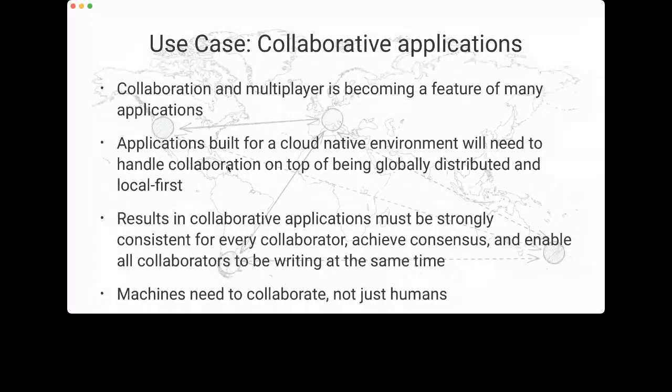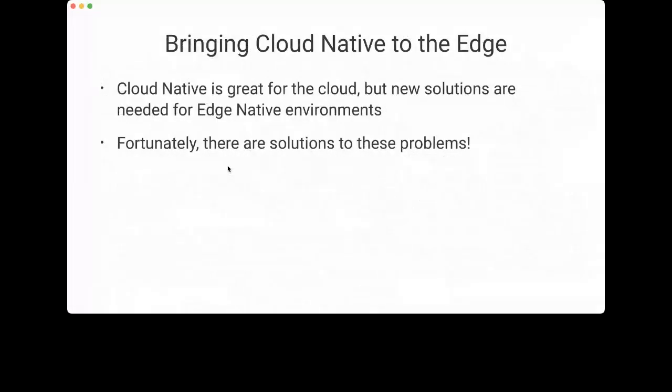And very importantly, machines need to be able to collaborate, not just humans. And there's a lot of use cases that are enabled once these machines are able to collaborate on values rather than falling back to more traditional operations. So we're really talking about bringing cloud native to the edge here, right? And so we need this all to be observable. We need to be traceable. We need to be operable.